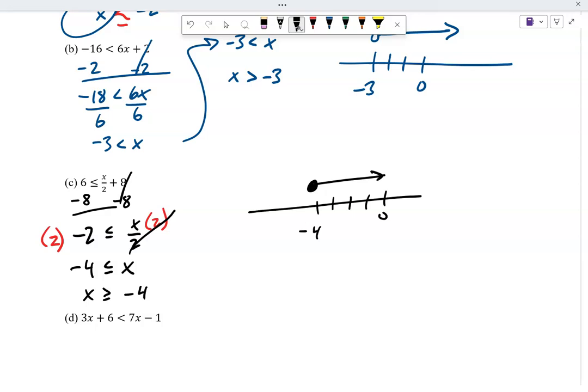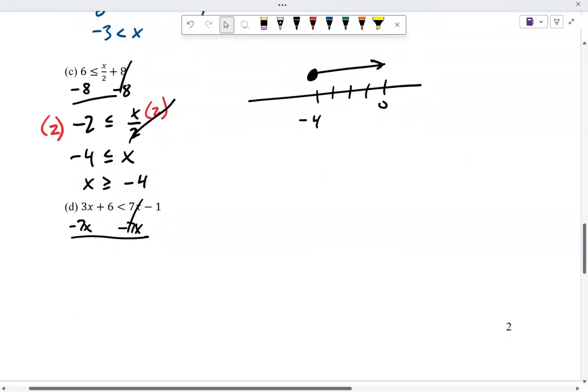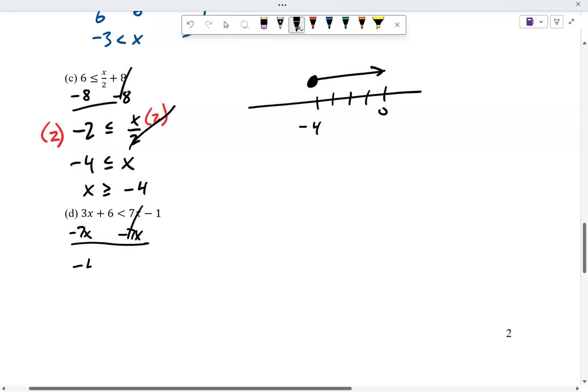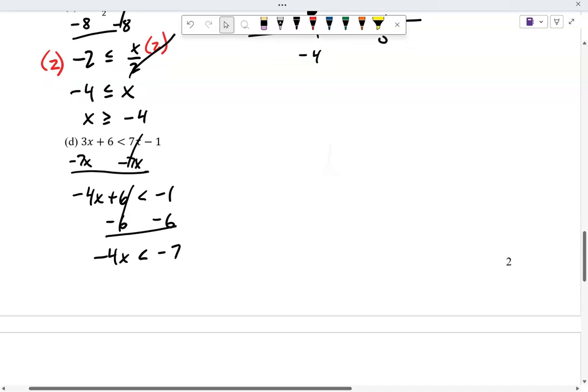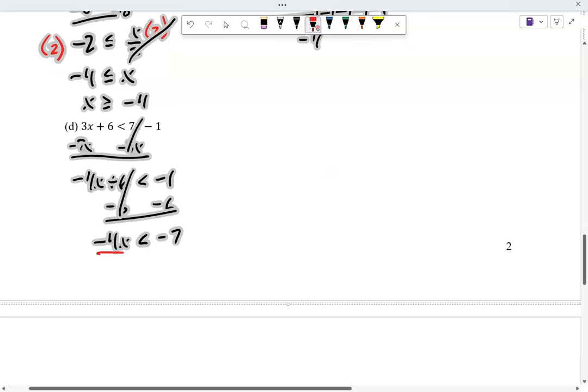Okay, this next one here, we've got a 3x and a 7x. So again, I want to get the X on that left-hand side. So I'm going to go ahead and subtract my 7x, so I make sure that my x's are on that left-hand side. Now subtract 6 on both sides. And now I divide by a -4.